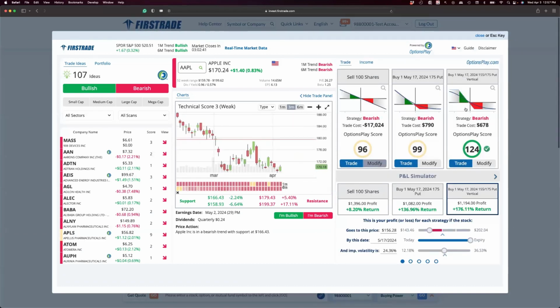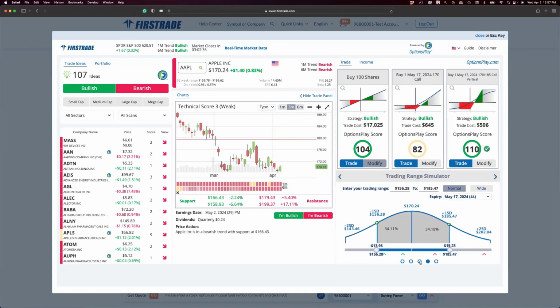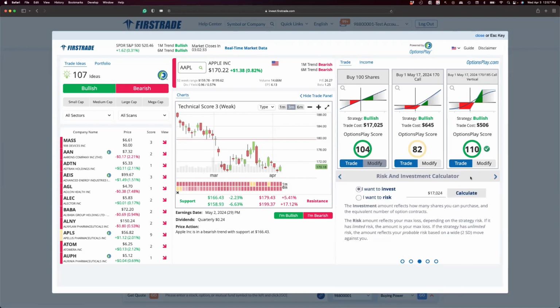Okay, so let's go back to our example where we're going to buy this 170, 185 call vertical. We have what we call a risk and investment calculator. What I always tell investors is that you should calculate what is 2% of your total account value. Meaning, let's say you have a $100,000 portfolio. You should never risk more than 2% of that total portfolio value on any trade. So what you do is you take your portfolio value, multiply it by 2%, whatever that number is, and you plug it into this risk and investment calculator. If you have a $50,000 portfolio, 2% of that is $1,000.